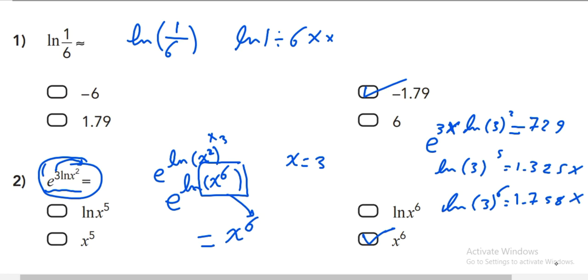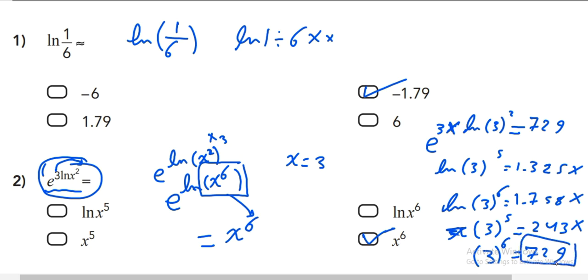If we put 3 in the third choice, it will be 3 to the power of 5 equals 243. It's not the same answer. The last one, 3 to the power of 6 equals 729. It's the same value as when we put the value in the question. So this choice is the correct answer, as we got from simplifying.